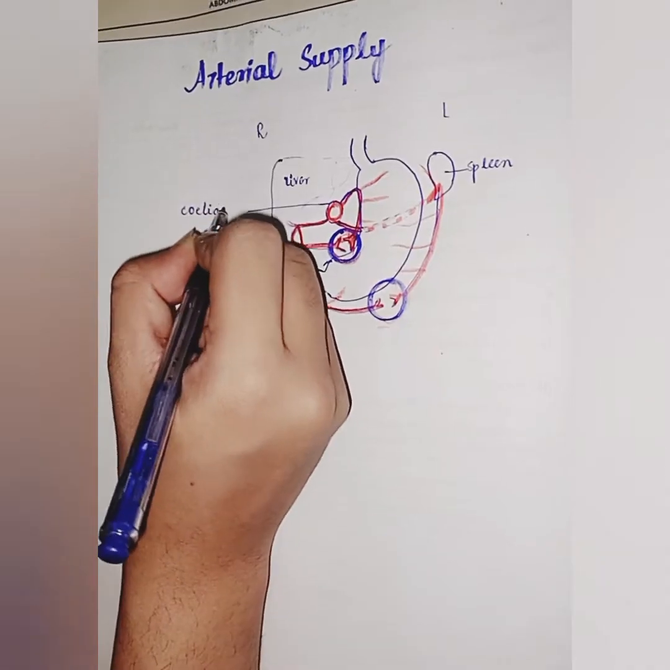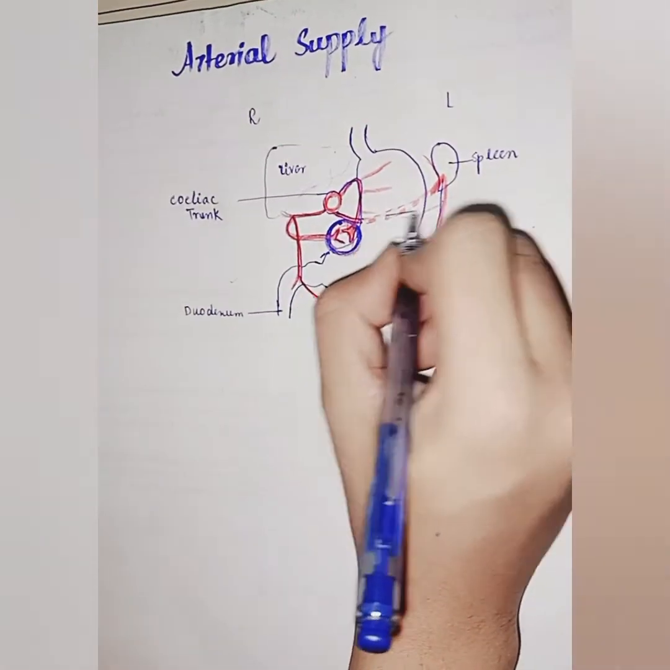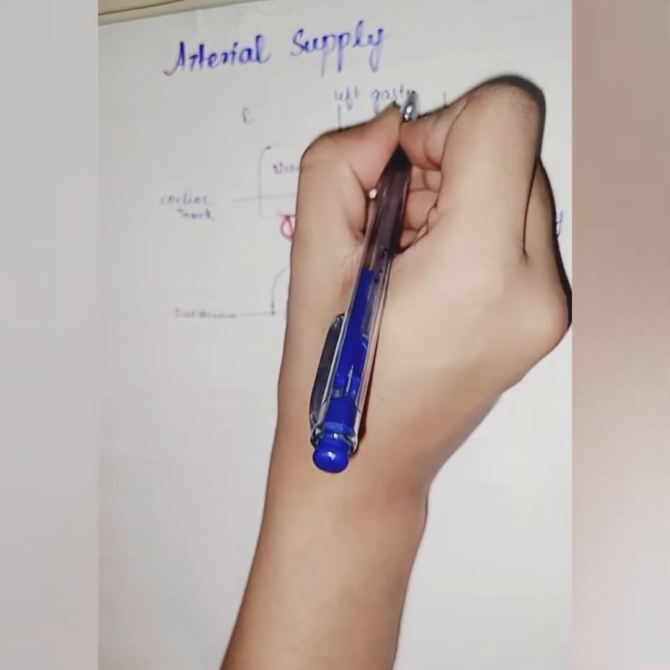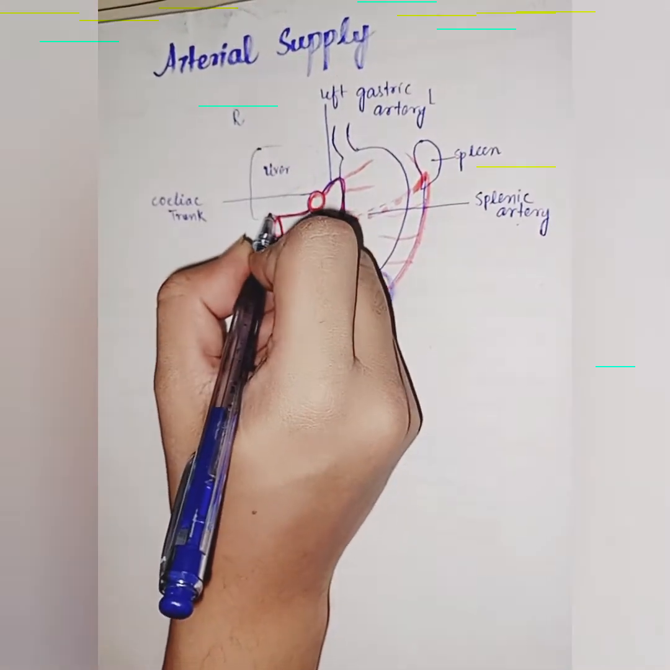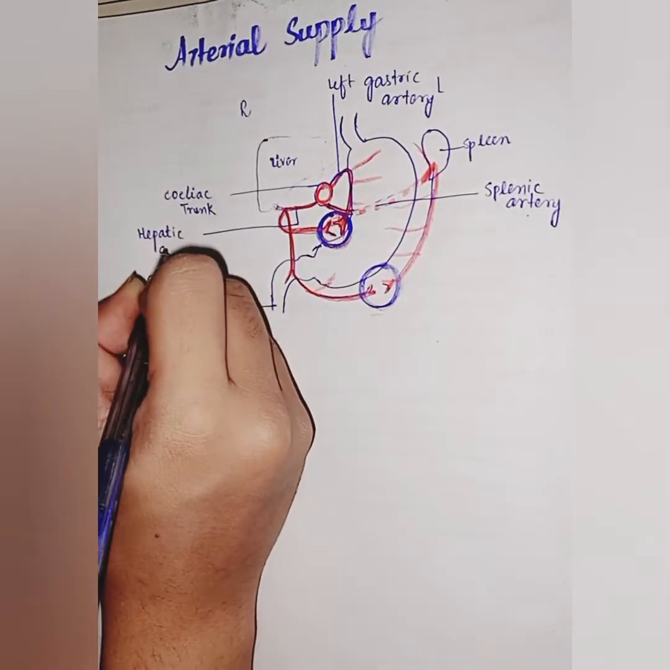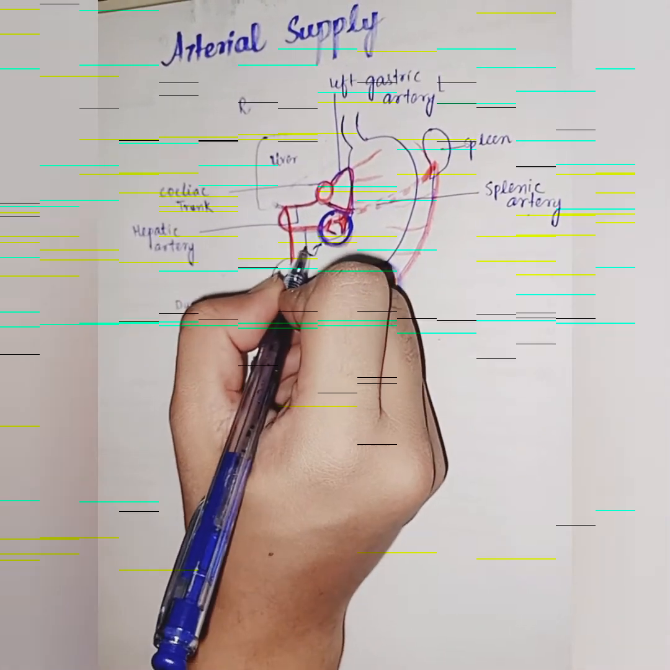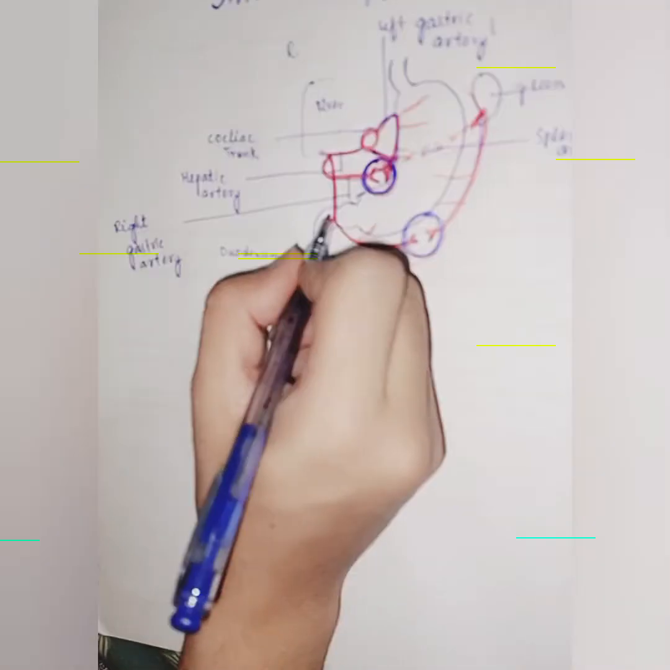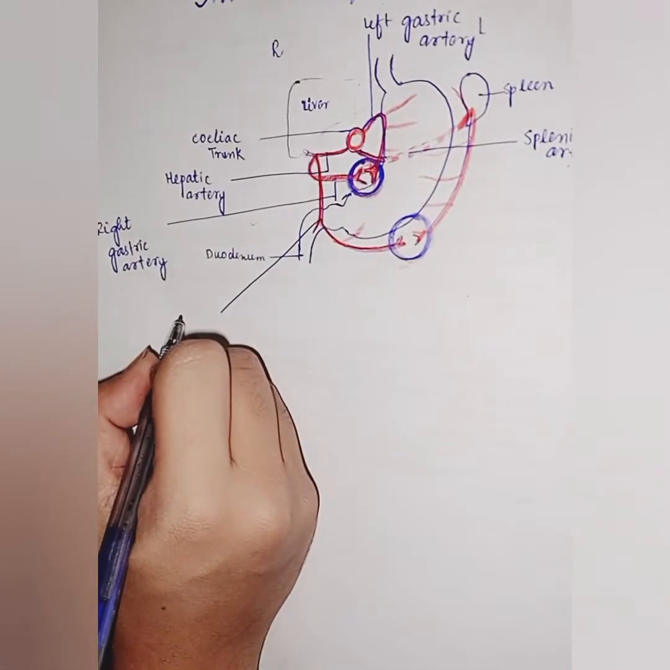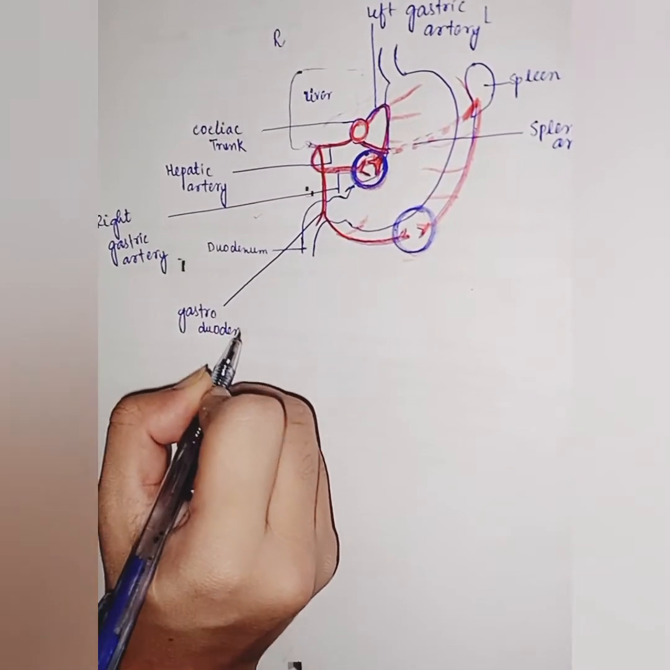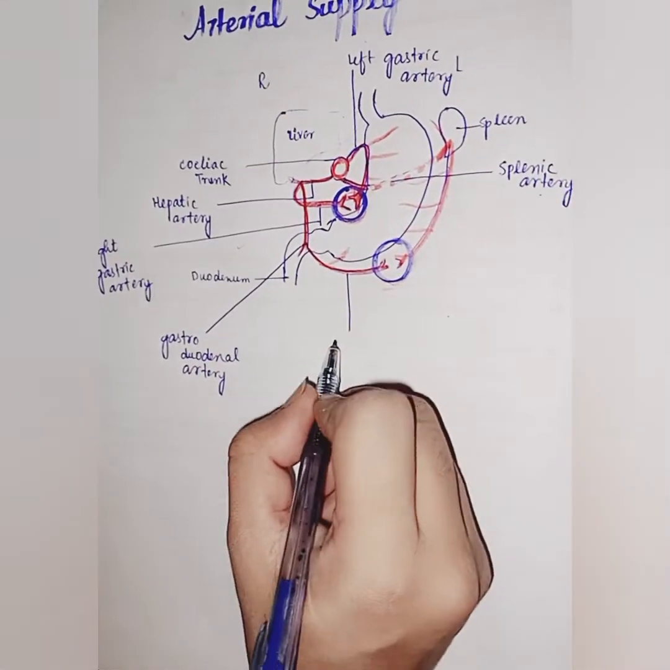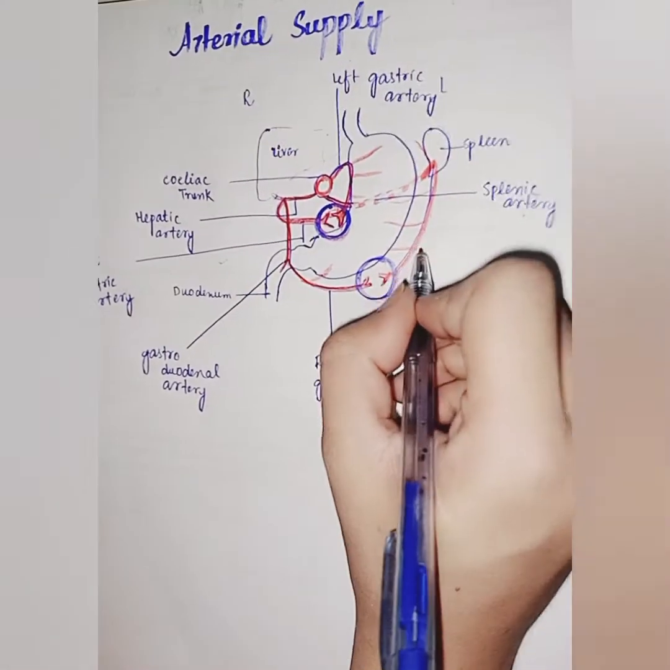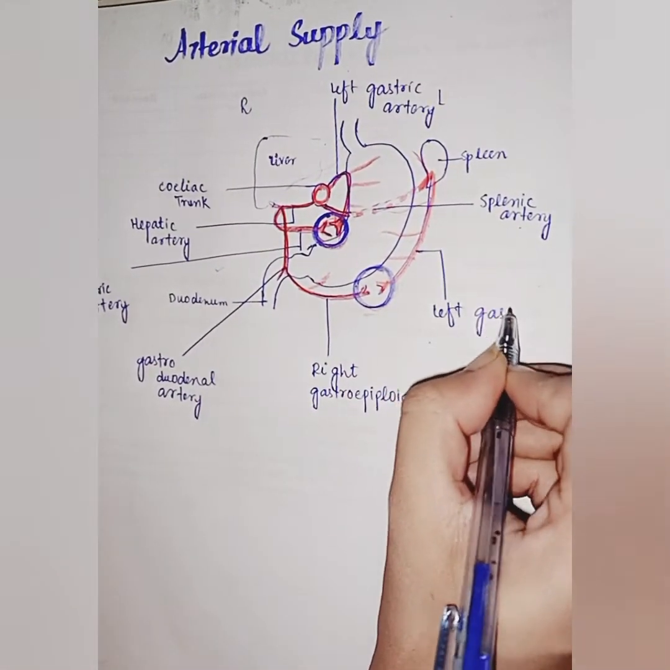So this is how we will label: celiac trunk, then splenic artery, then left gastric artery, then we have the proper hepatic artery, and from the proper hepatic artery here is our right gastric artery. Then from the proper hepatic artery here is our gastroduodenal artery. From our gastroduodenal artery, this is our right gastroepiploic artery, and from our splenic artery, this is our left gastroepiploic artery.